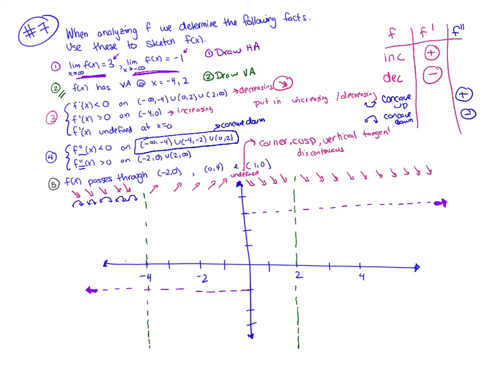I'm also concave down from negative 4 to negative 2. I'll stop there at negative 2, where I switch to being concave up. So I'll draw my little concave up shape until 0. Between 0 and 2, I'm concave down again. And finally, I'm concave up at the end.